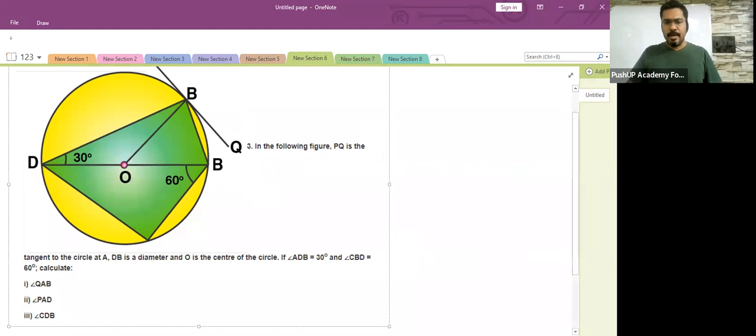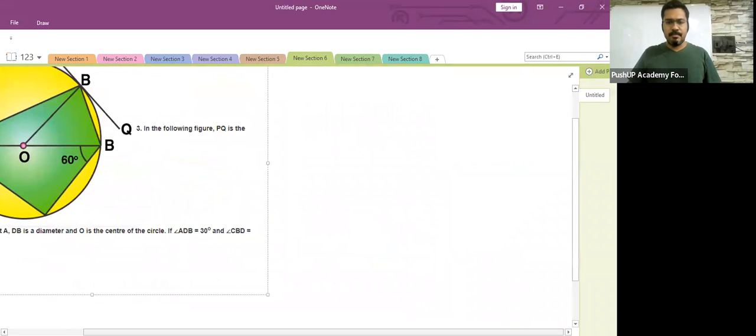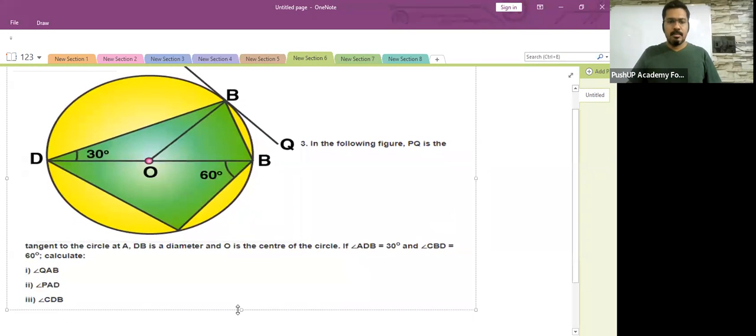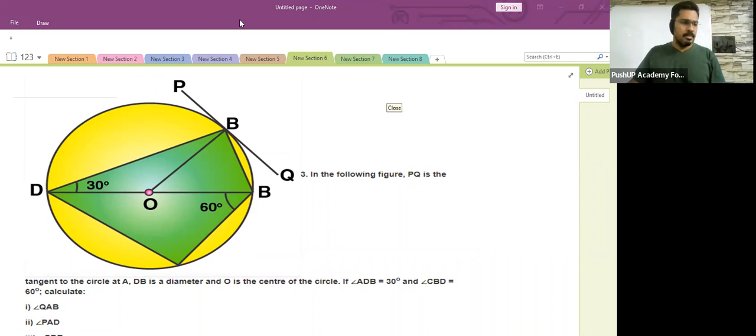Give it a try. I'm expecting you to solve it because you have done this in school. That's what I believe. Aditya, you're solving all the sums? Aditya, can you hear me? Very good, Aditya. Solve the next one.